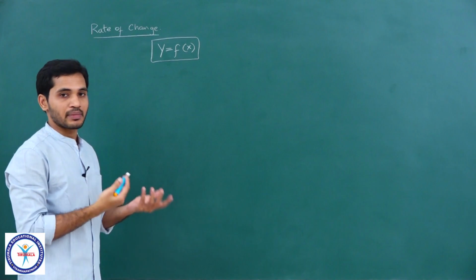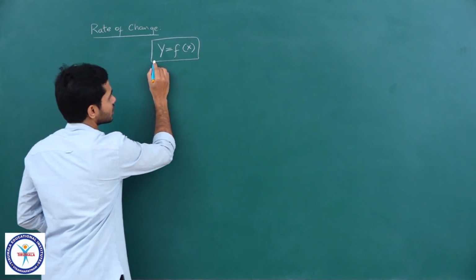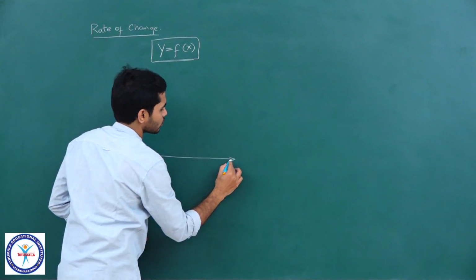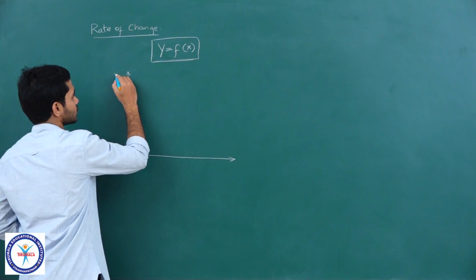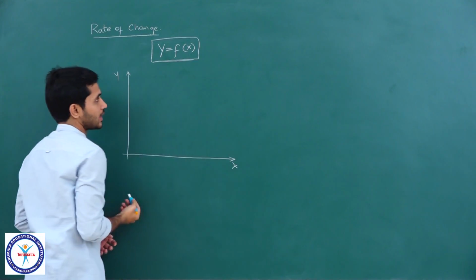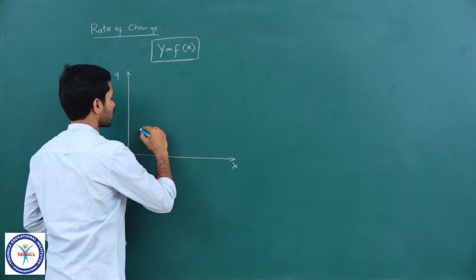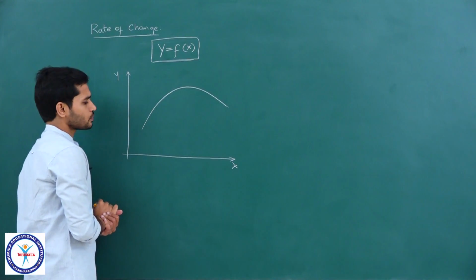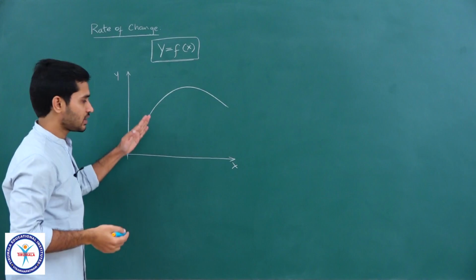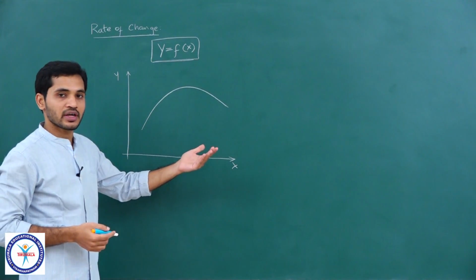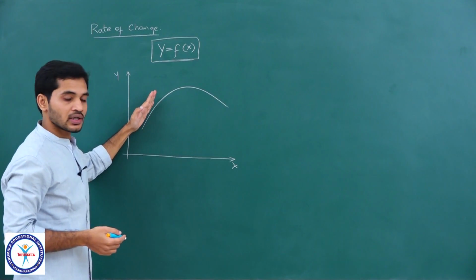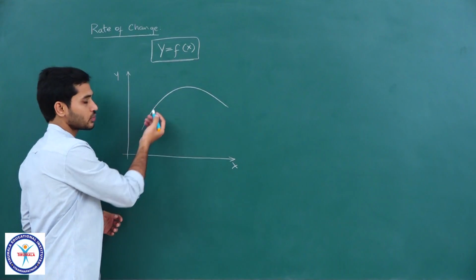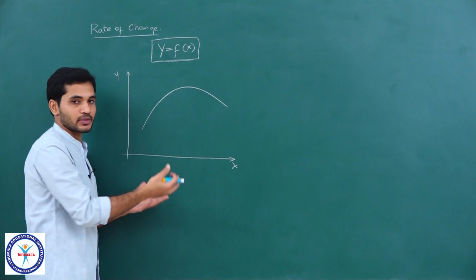So, how do we do it in maths? If we have a function y is equal to f of x, let us consider some graph for that function. This is y, this is x, and let us say it is represented on a graph something like this. From the concept of speed, we have understood that if I draw a tangent, I will get the rate of change of this function. Let us try to express it in mathematical terms.